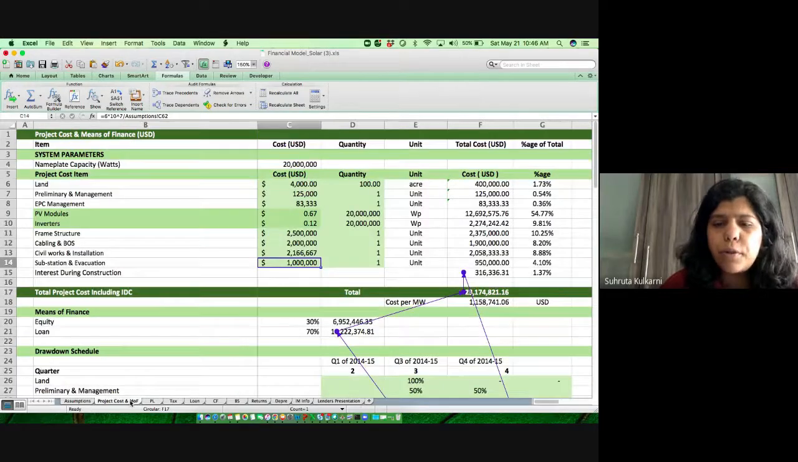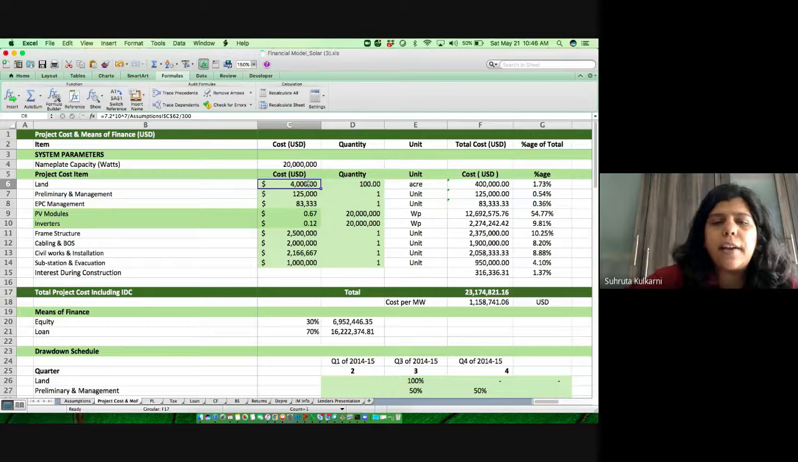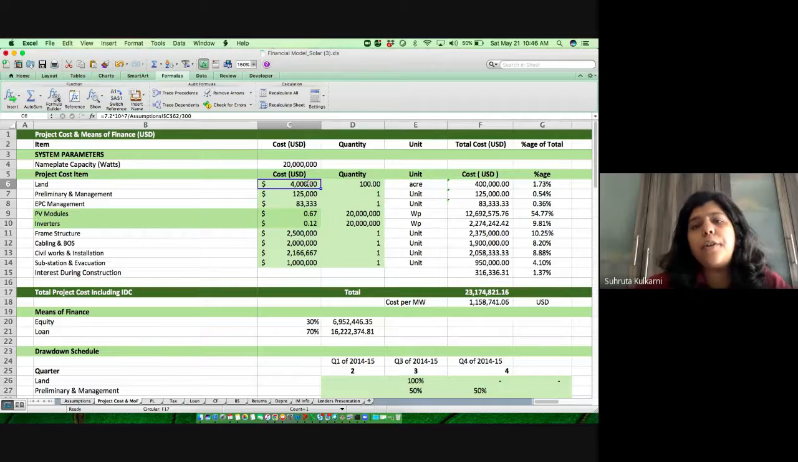So going back to project cost. Now, as I said, typically if I'm going to raise 100 crores for my project, I won't do that on the first day, right? Because I don't need my 100 crores on the first day, right?